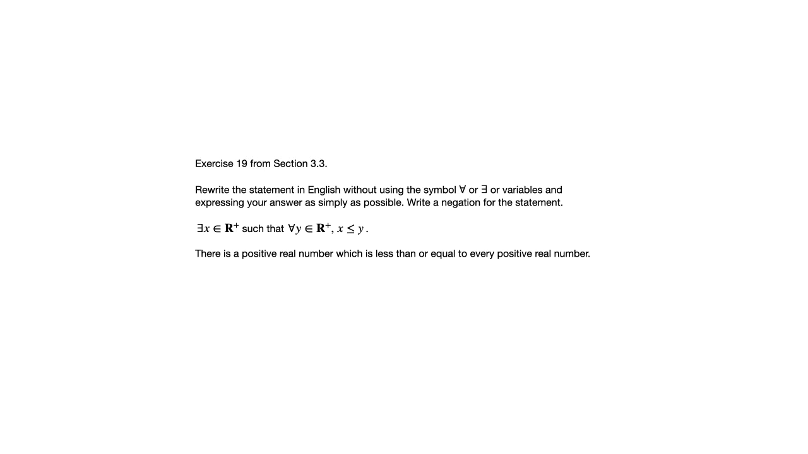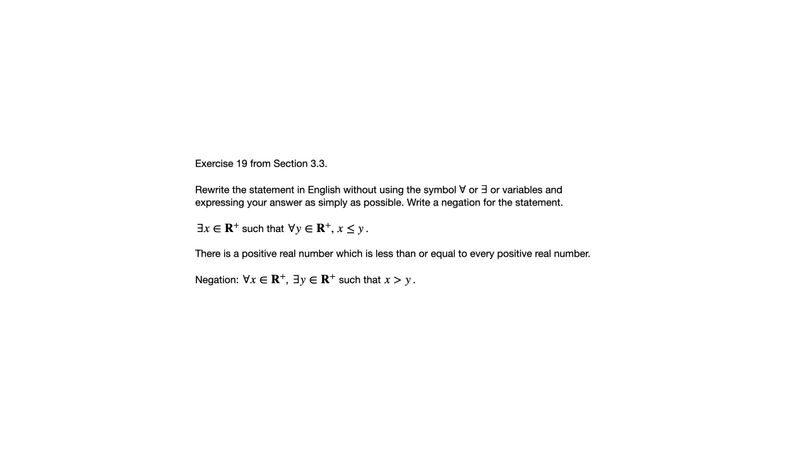Now, when you write a negation for a quantified statement, remember that reverses the quantifier from there exists to for all or vice versa. When there's multiple quantifiers, we're going to end up reversing both of those. And we also always negate the predicate. So the negation would say for all positive real numbers x, there is a positive real number y such that x is greater than y.